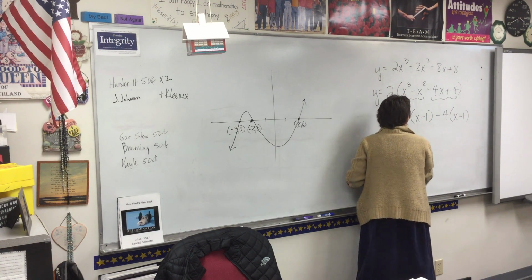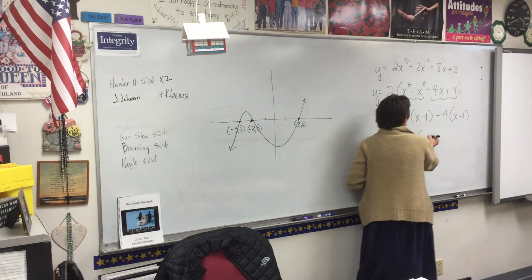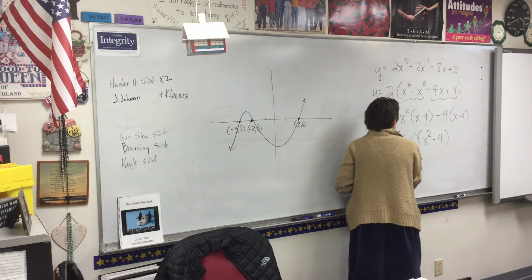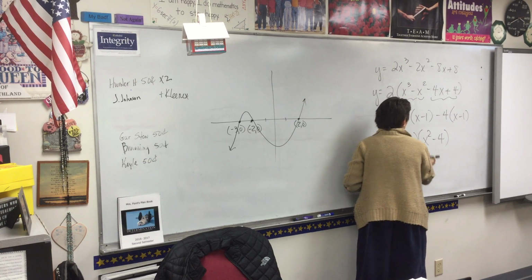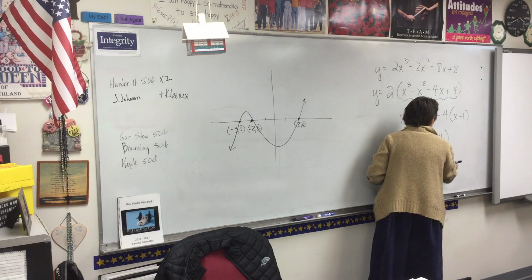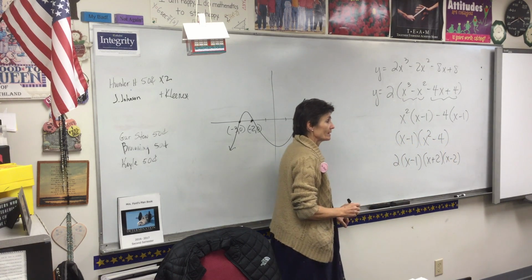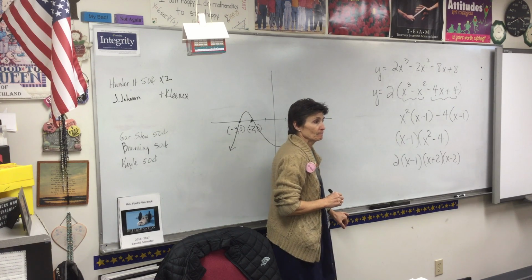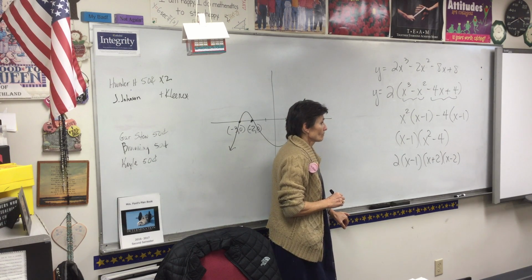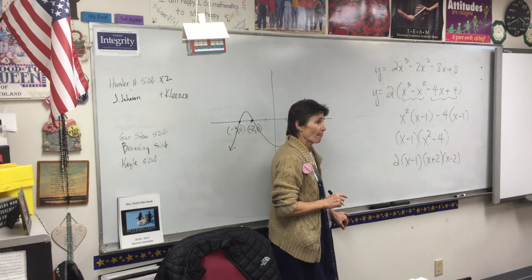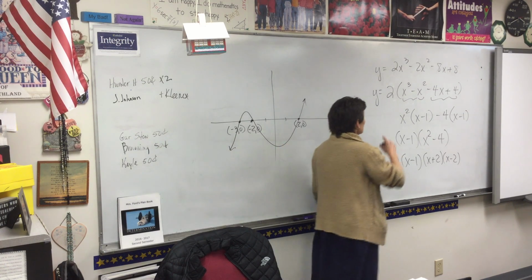So my common factor is x minus 1, and then I have x squared minus 4, which is x minus 1, and then x plus 2, x minus 2. And then don't forget that 2 we took out in the beginning. We can put him back in there. And I do think taking that 2 out was a good idea. I just don't want it to confuse you at all.